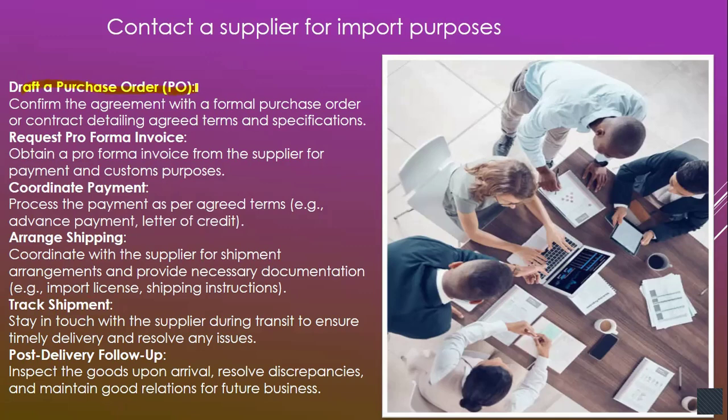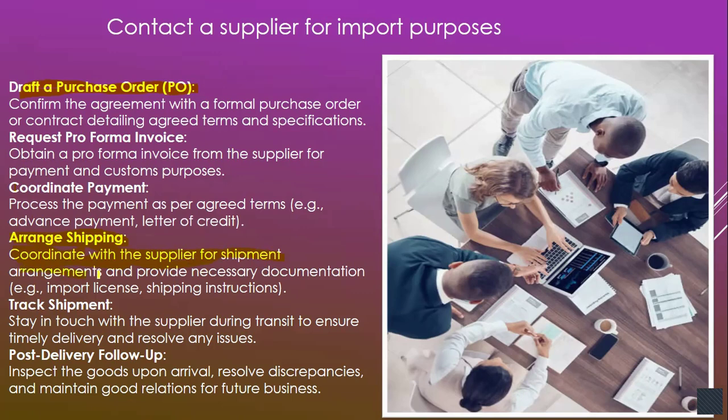Once you place the purchase order, the next step is arrange shipping. The supplier will dispatch the goods from overseas. So you need to coordinate with the supplier regarding documentation, estimated time of arrival of the shipment, and estimated time of departure. All these things need to be taken from the supplier, so that you can make arrangements before arrival of the shipment regarding import activity.